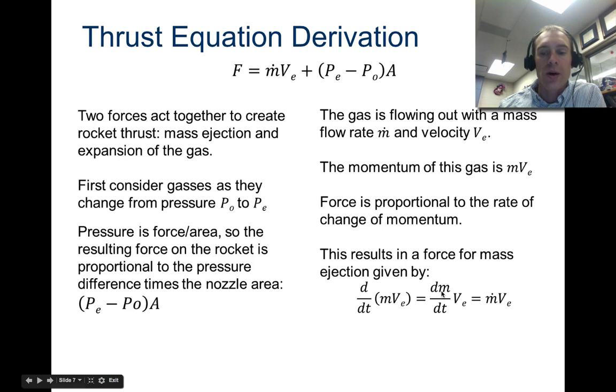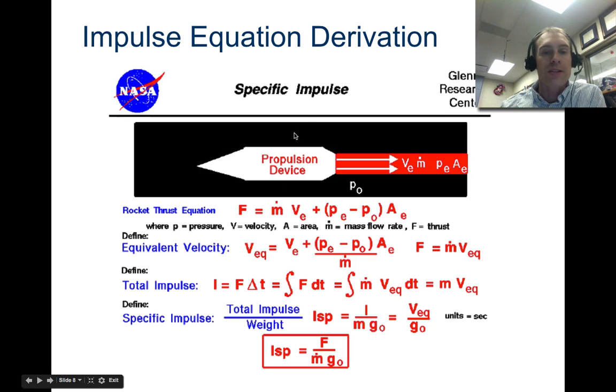And that gives you a mass flow rate. That's this m dot. So you don't need to necessarily know the calculus behind it, but just know that m dot is mass flow rate. It's the rate at which the mass of the gases is leaving, times the exit velocity of them. Now let's look at specific impulse.